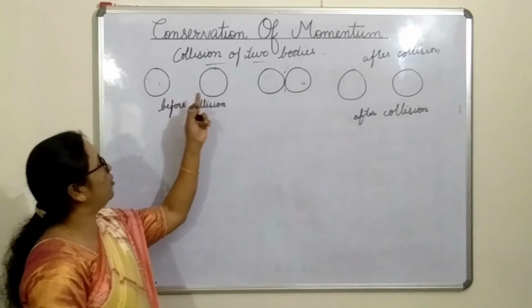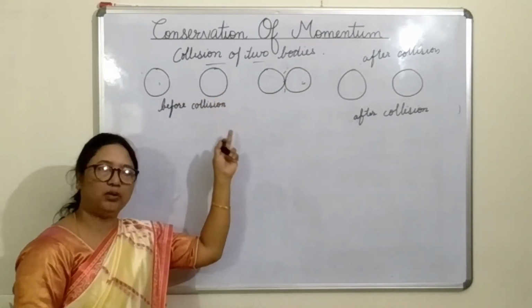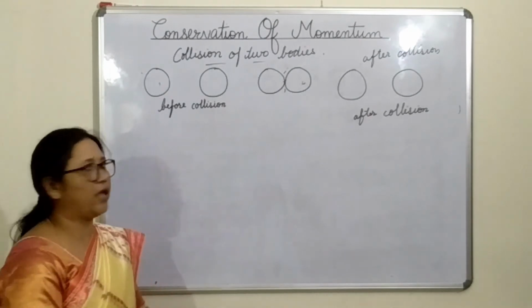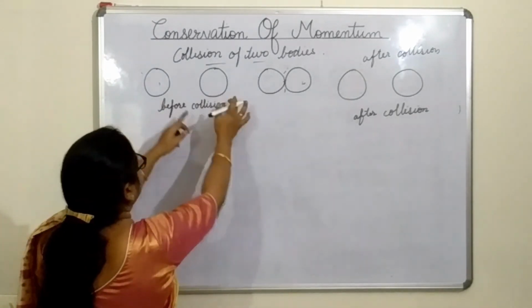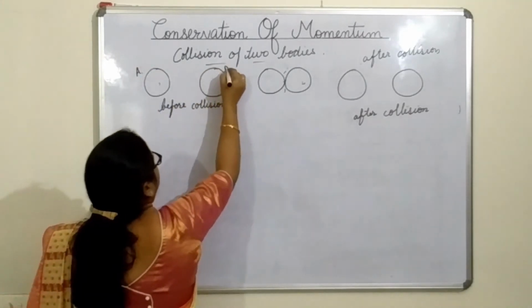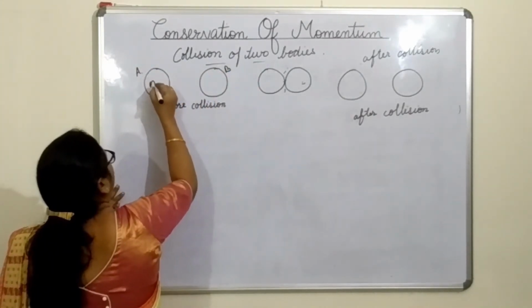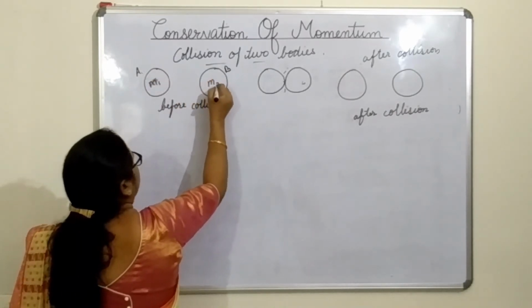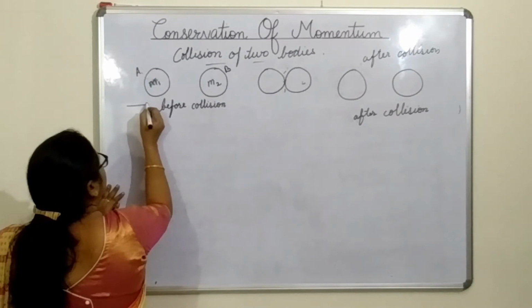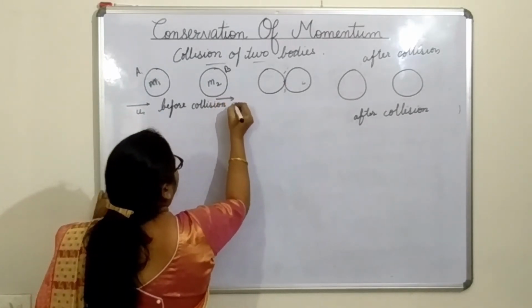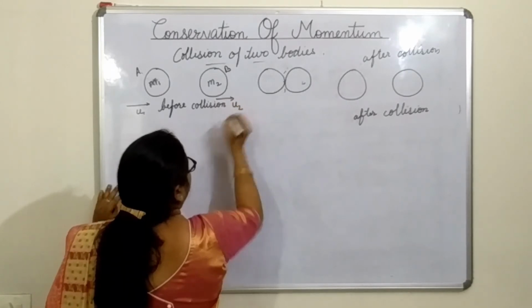Let's take the example of collision of two bodies. Without this example, the explanation of conservation of momentum is incomplete. Okay? So, we'll take two balls. Suppose this is A, this is B. Mass of ball A is m1, mass of ball B is m2. m1 is moving with velocity u1, and m2 is moving with velocity u2.